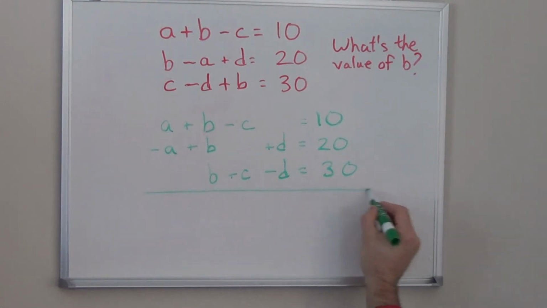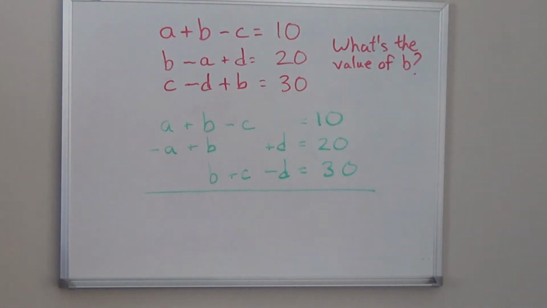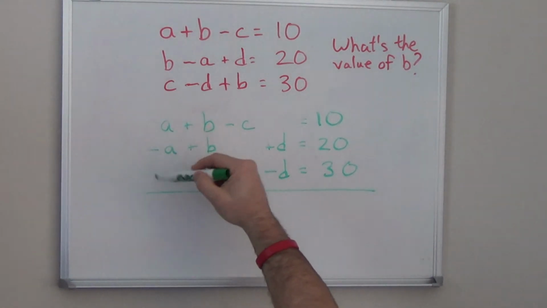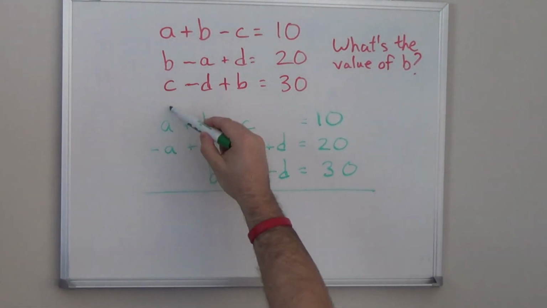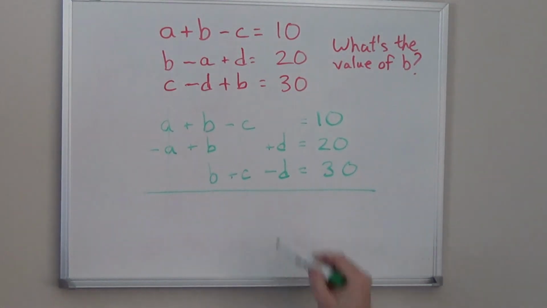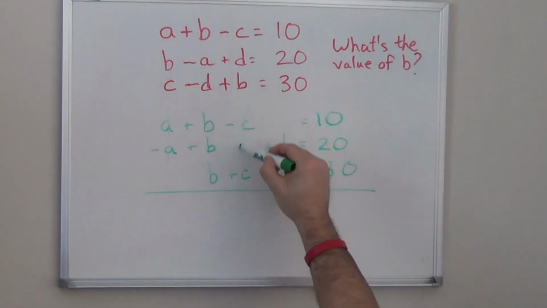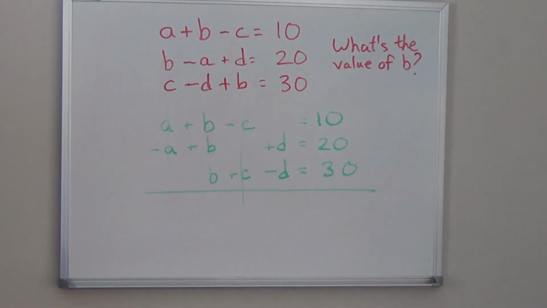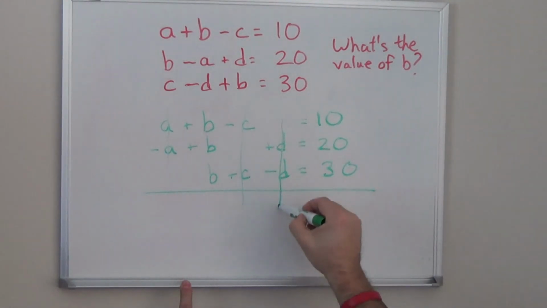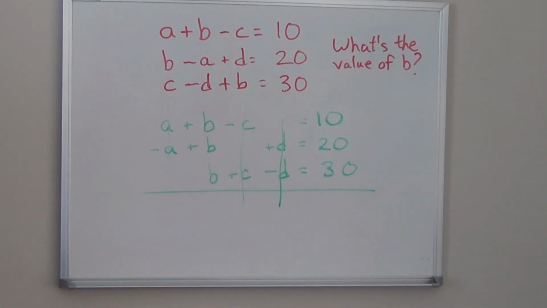And if luck is on our side here, when we look down the columns, we can see an A and a negative A, if I were to add down, would just cancel out. A negative C and a positive C would also cancel out. Likewise, the D and the negative D would cancel out. So what do we have left?